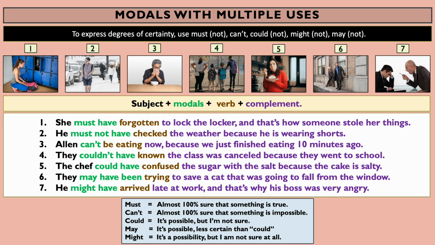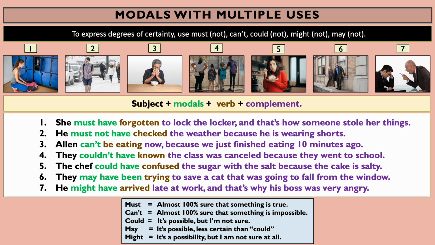Modals with multiple uses. To express degrees of certainty, use must not, can't, could not, might not, may or may not. And the formula for this is subject plus a modal plus a verb plus a complement. For example, she must have forgotten to lock the locker, and that's how someone stole her things. He must not have checked the weather because he's wearing shorts.